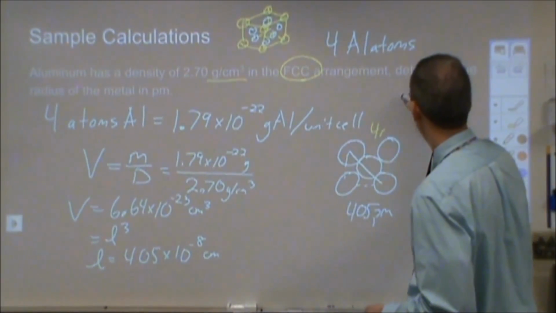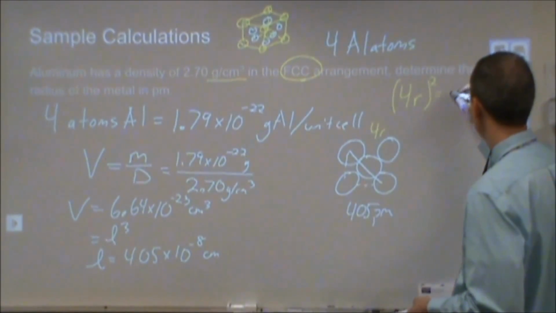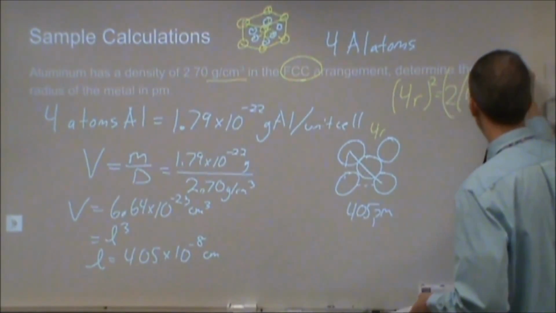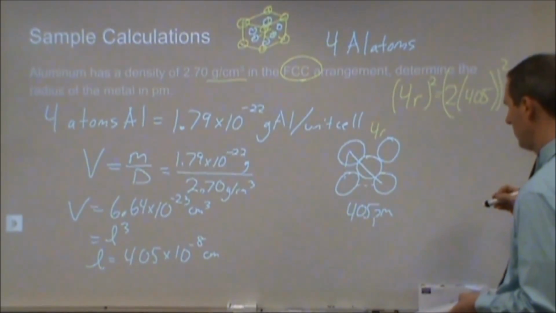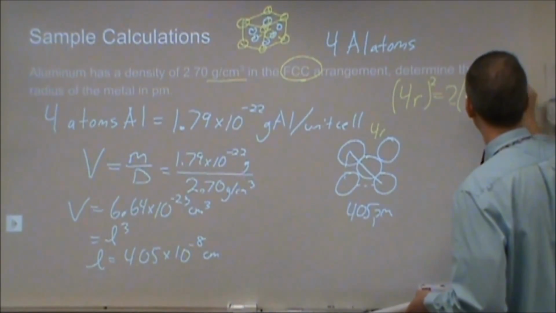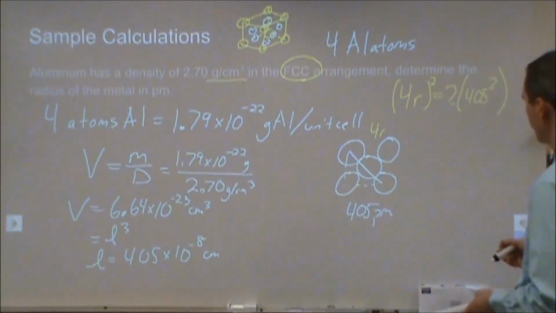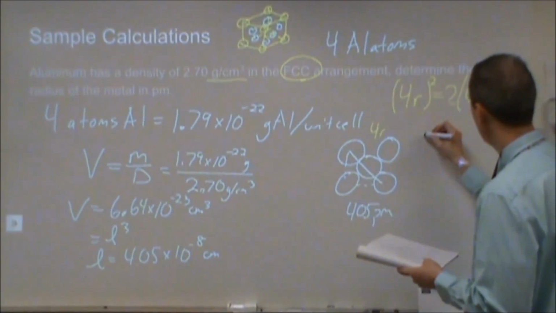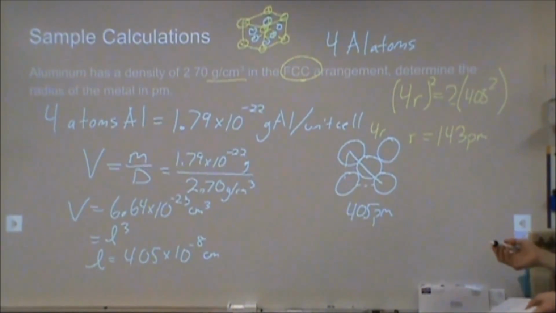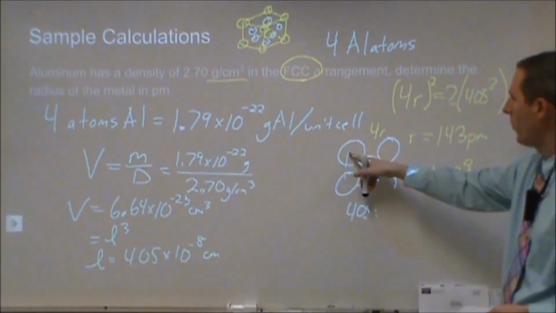So we're going to have 4 times the radius, squared, is equal to the length squared plus the length squared. So L squared plus L squared, so 2L squared. Okay, so when we go ahead and solve this, what we end up with is 143 picometers is equal to our radius. So then that would be 1.43 angstroms, the radius of that particular atom.